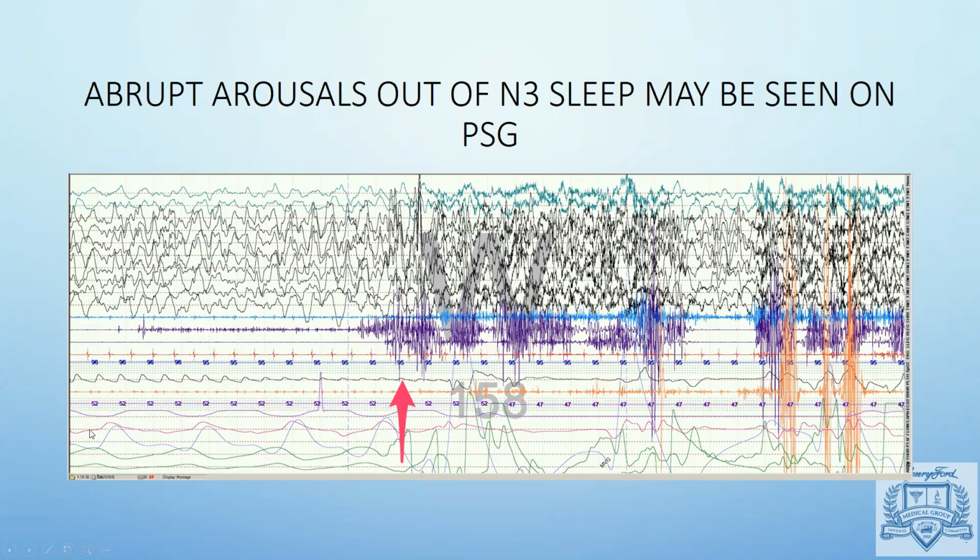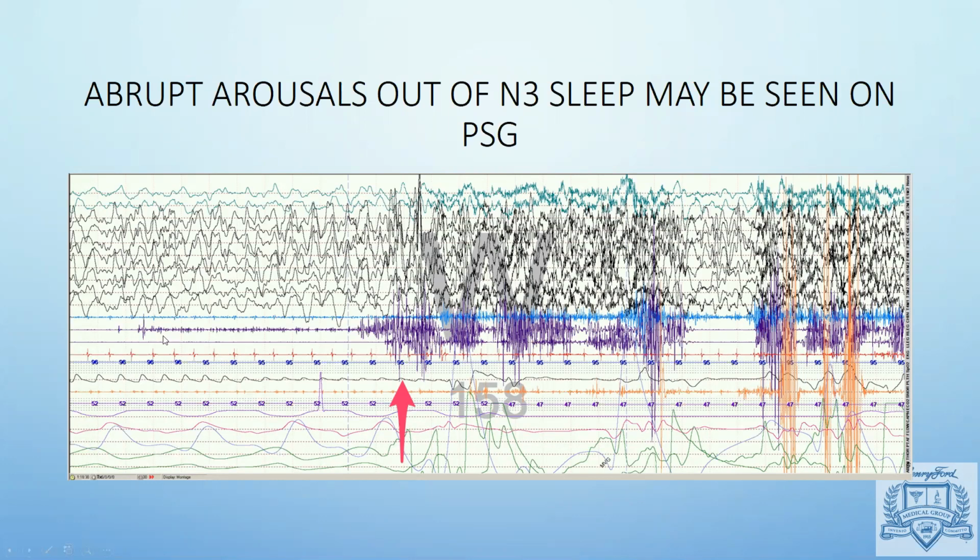is your chest and abdomen belts. These are your pressure and thermistor sensors, which is helpful in determining if they're having any sort of an obstructive event or respiratory event. There isn't really a significant drop in their flows to say that this is a hypopnea or an apneic event.